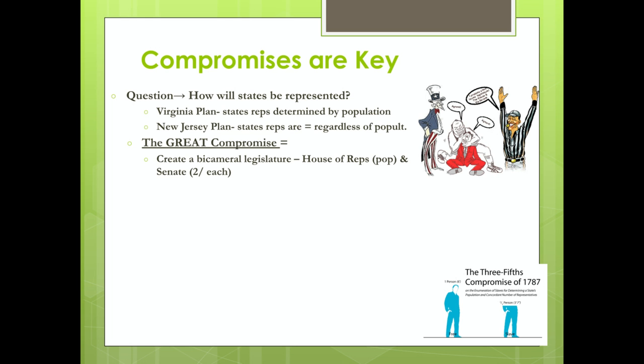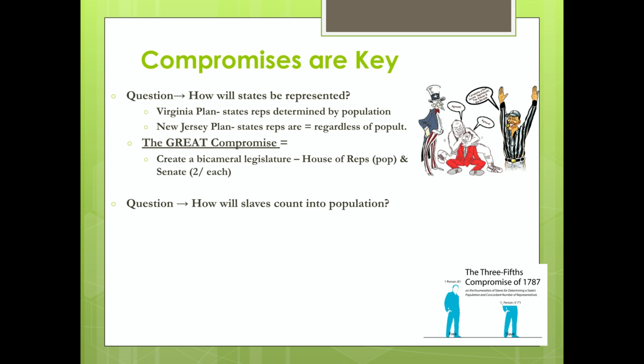The first house of the bicameral legislature would be done by population, which is the House of Representatives, which is what we have today. The second house would be the Senate, where there would be equal representation with each state getting 2 senators. So they're addressing both of these plans and they're reaching what they would call the Great Compromise, which we still have in place today, the House of Representatives and the Senate. The House of Representatives being based on population, and the Senate being based on everyone having an equal amount of votes, each state having 2 senators.